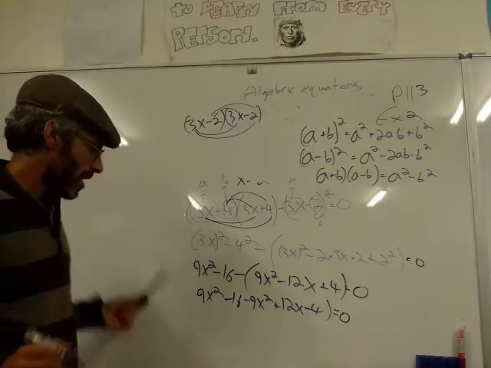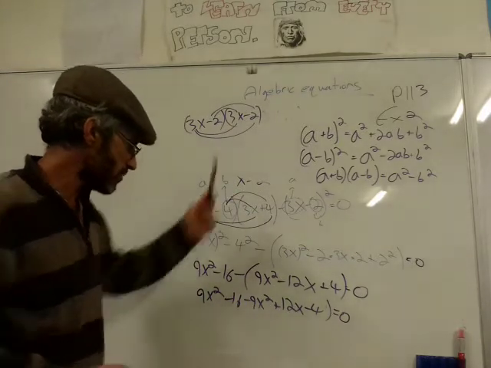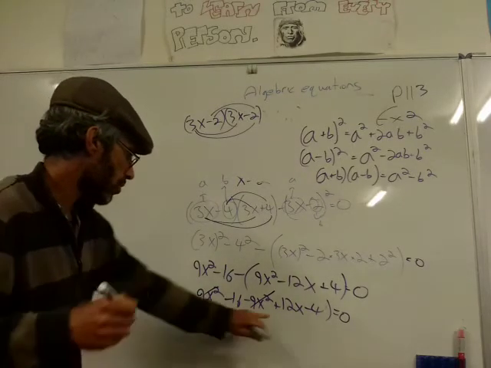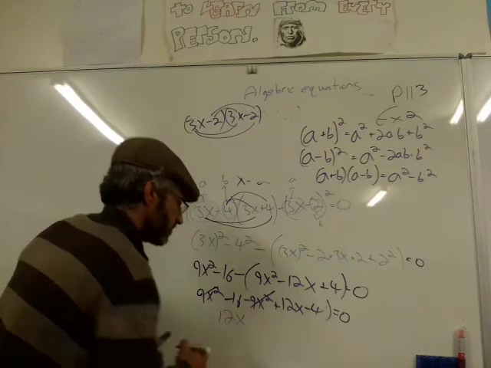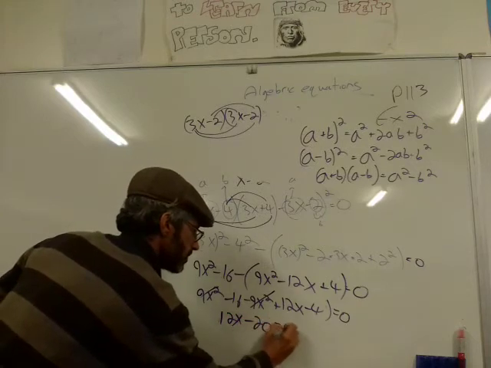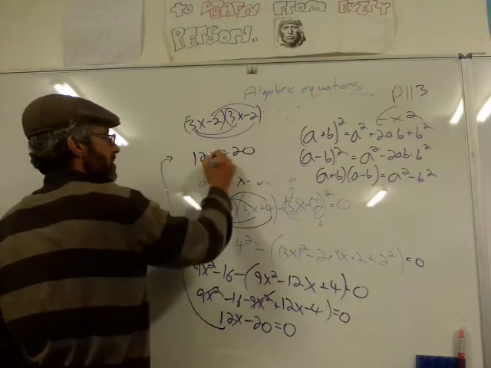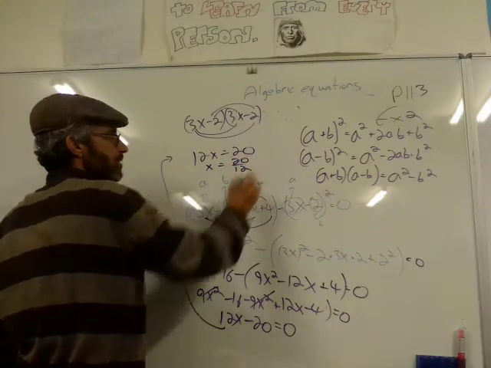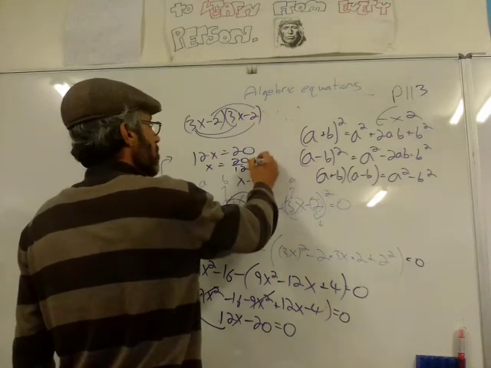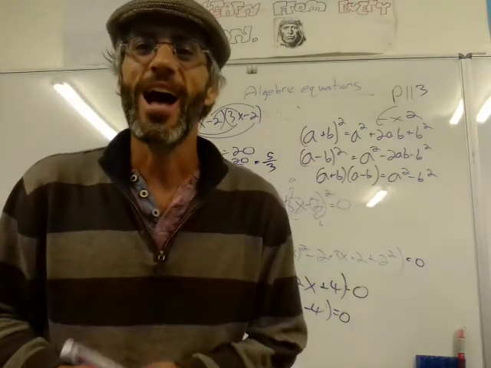We are in a potential problem because we've got a mixture of squares, x squared, and normal x. But just as before, these guys cancel out. 9x squared minus 9x squared is 0. Okay, so all I'm left with is 12x minus 20 equals 0, and that means 12x equal 20, and x equal 20 over 12. You can put that in the calculator, or you can just simplify it, divided by 4, to 5 over 3.